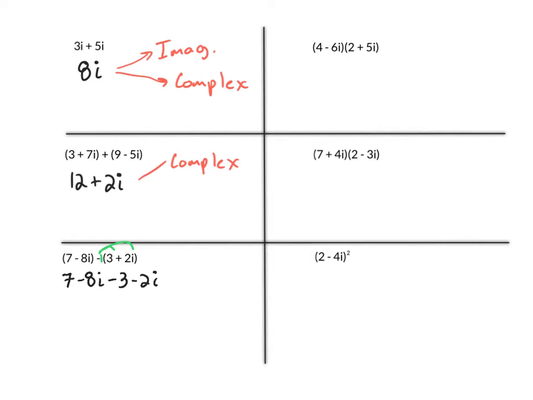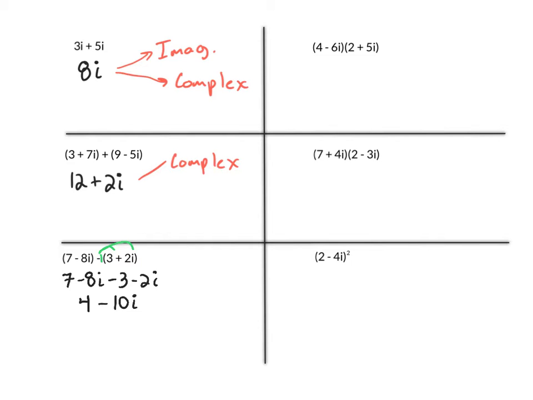So the real parts are 7 and -3, which give me 4. -8i and -2i gives me -10i. So we have a complex number. The real part is 4. The imaginary part is -10. Okay, so that's addition and subtraction.